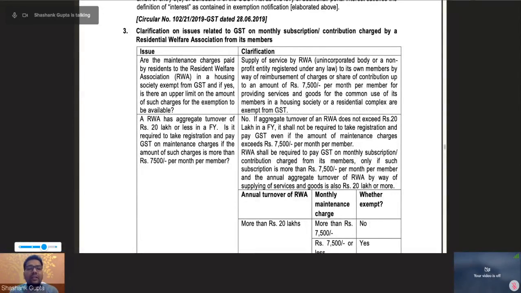Now, certain questions were raised. The questions were, are the maintenance charges paid by residents to the RWA exempt from GST? And if yes, is there an upper limit? So it was clarified, yes, there is an exemption. And the exemption is per member up to a contribution of 7,500 per month. Per month.